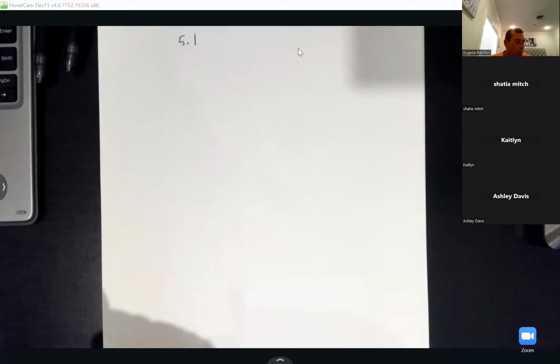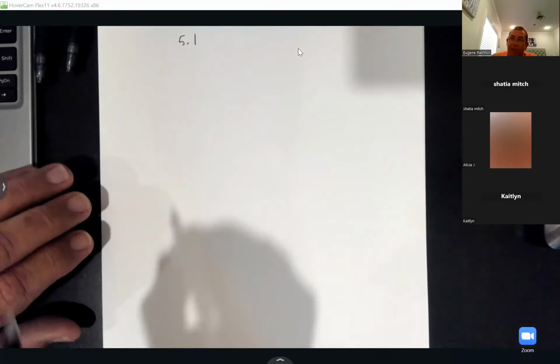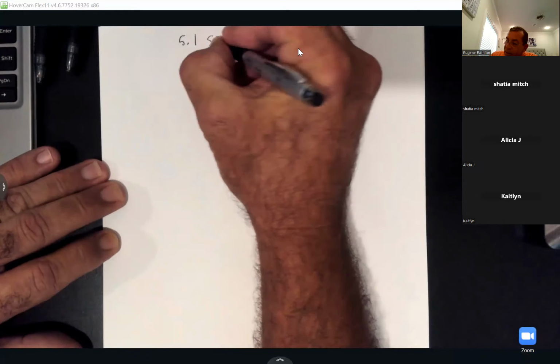Also 5.1, we're going to be looking at simplifying rational expressions.